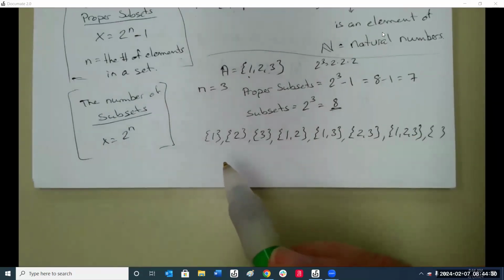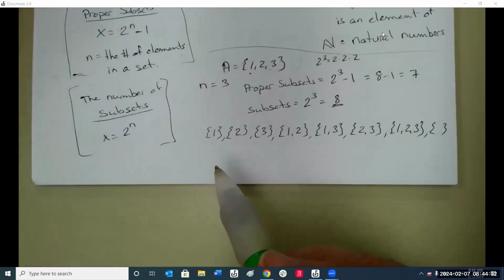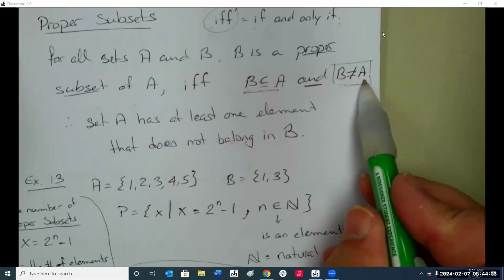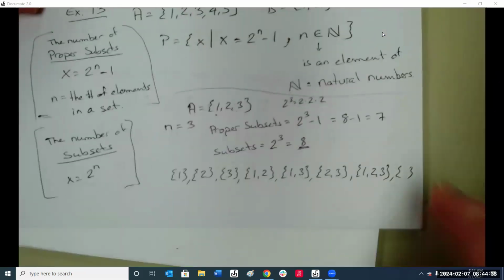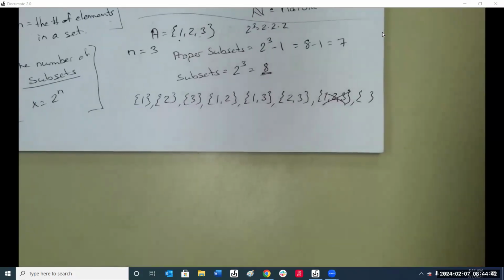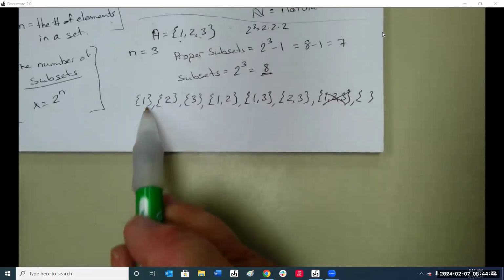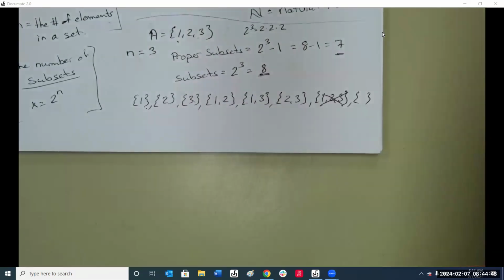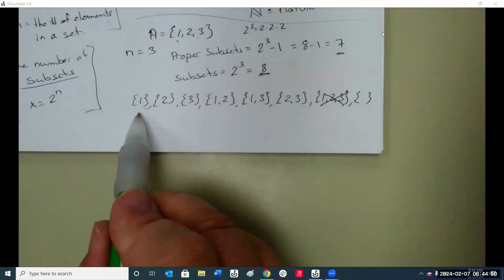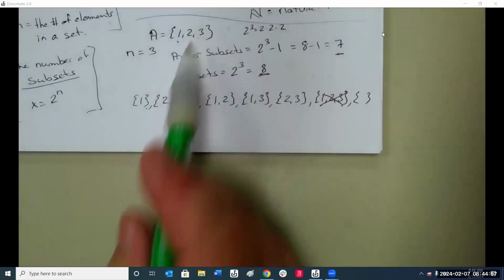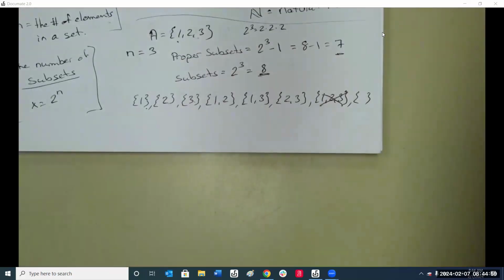Because by definition, the proper subsets stated that B cannot have the same number as A. So in other words, the only one that can't be true is that one. So we have 1, 2, 3, 4, 5, 6, 7. A proper subset cannot have all of the elements in the set. So it's got to be different by at least one element.